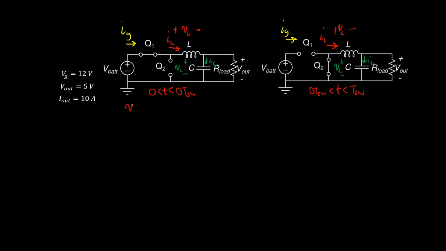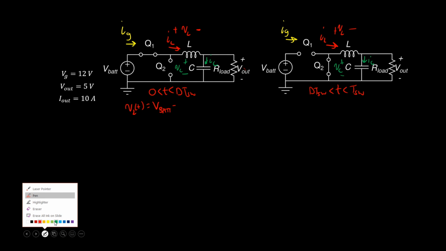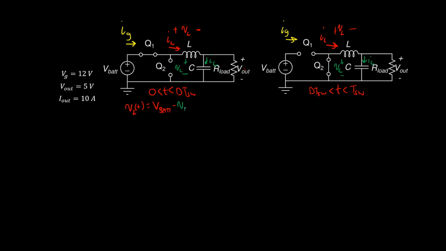VL of t in the first state is equal to, well, the positive terminal sees VBAT, and the negative terminal sees Vout. So it must be VBAT minus Vout, or VC of t, to be more explicit. This is a time varying signal. We haven't yet applied small ripple approximation. VC of t. I'll use the same color to allow your eye to latch on to what's going on.